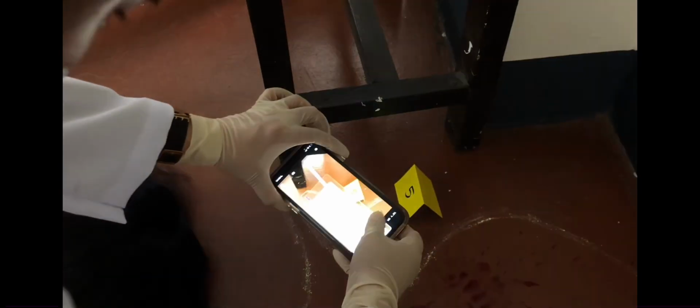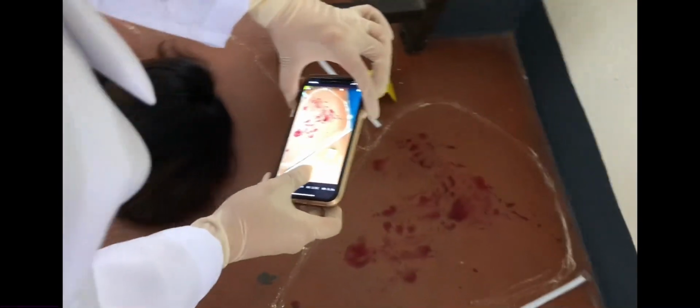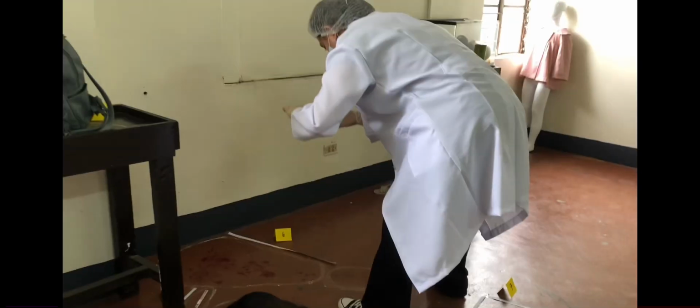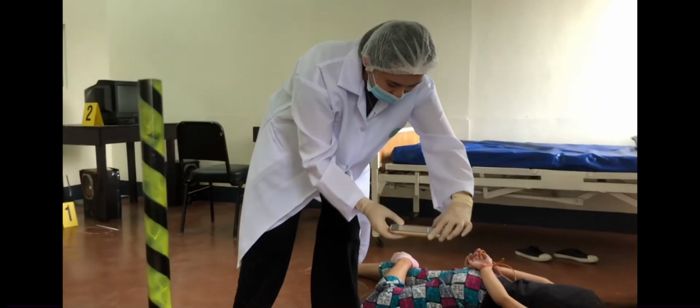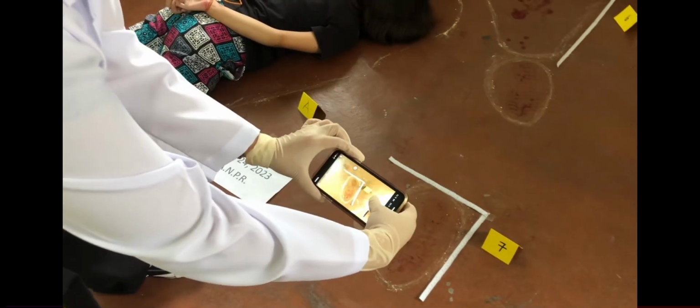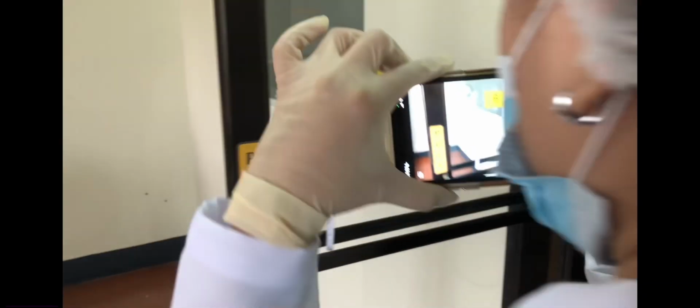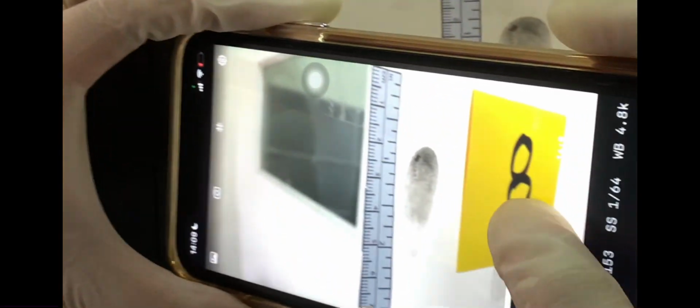The scale must indicate the length of the possible murder weapon. It is also important to indicate the direction of the blood spatter. It is also same for the footprint impression to indicate its direction. Use extreme close-up for the fingerprint.